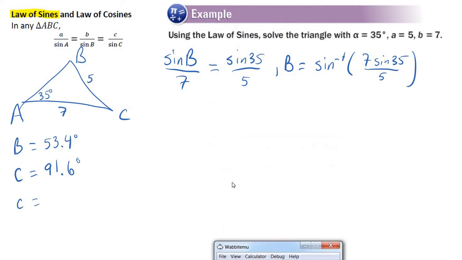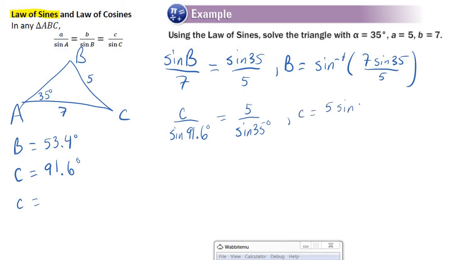Let me just bring my calculator out of the way. And so side C is over, notice now I'm using the form that matches here because I'm solving for a side. So C over sine of 91.6 equals, I'm going to go to A, that relationship they gave me, 5 over sine of 35. And then of course we're just going to multiply this up to figure out what C is. So C equals 5 times sine 91.6 all over sine of 35 degrees.